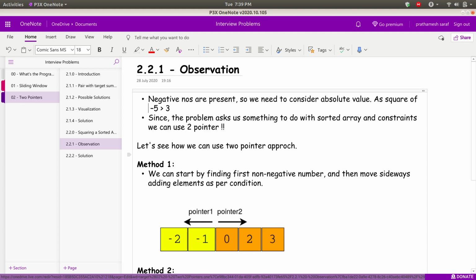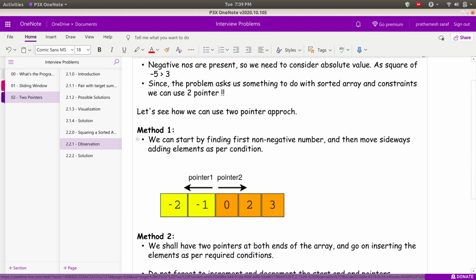There are actually two methods to solve this problem. What we can do is first find the first non-negative number and then move sideways, adding elements as per the condition. What it means is, suppose this is my array here. I shall first find my first non-negative number, which is 0. Once I have found my first non-negative number, in any case that will be my smallest number, right?